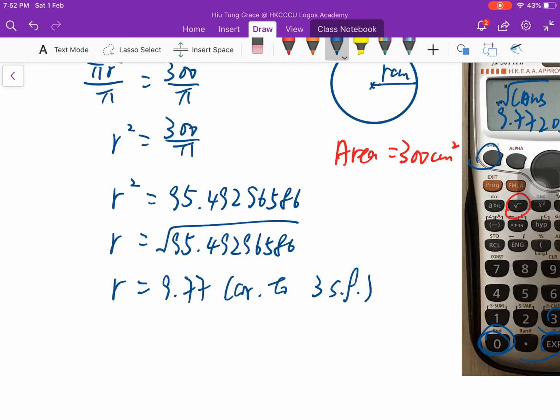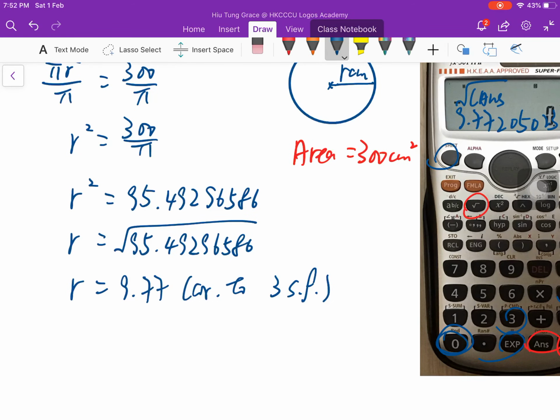So I think the first part is not hard for you. The new part is the new term square root. I hope you understand and can finish the assignment.